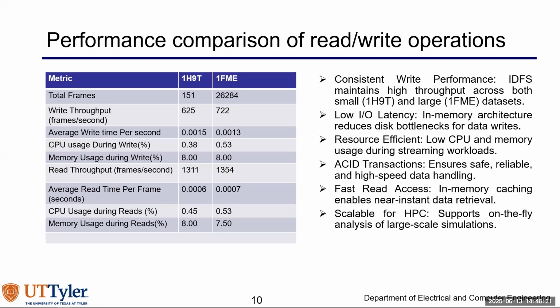And then if you look at the memory usage, the memory usage is consistent with respect to 8 and then 7.5, which is effective allocation of the memory, which uses fixed buffer sizes. And this is with respect to the write operation. So the write pipeline scales effectively with minimal latency.